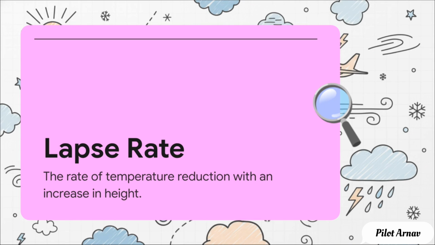Because the atmosphere is actually a pretty poor conductor of heat, it primarily gets heated by the ground through conduction and convection. So, naturally, as you go higher and move further away from that heat source, the temperature drops. We call this the lapse rate.